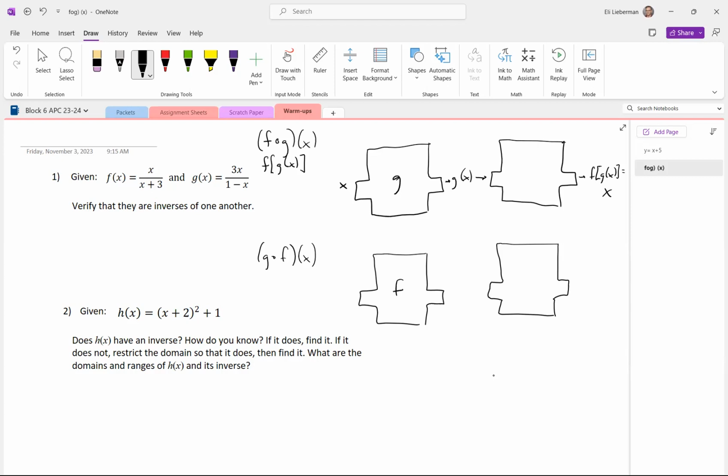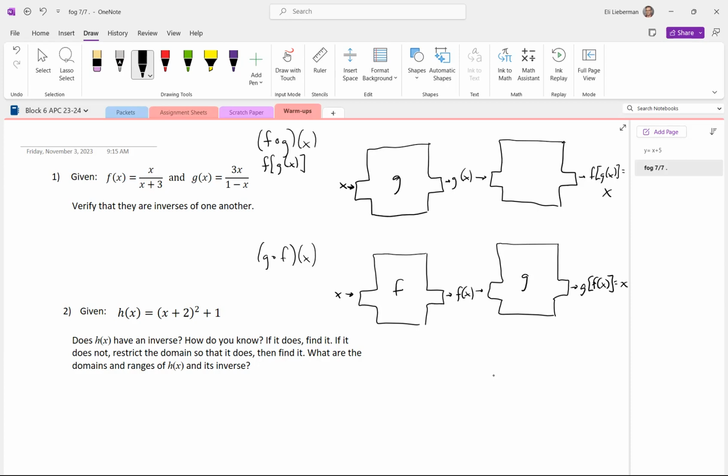In this case, we'll just plug into g first. So x goes in here, and I put an arrow there. So you get an f of x, which goes in here, which is g. So this is g of f of x. And if these two are truly inverse functions, this will result in x.